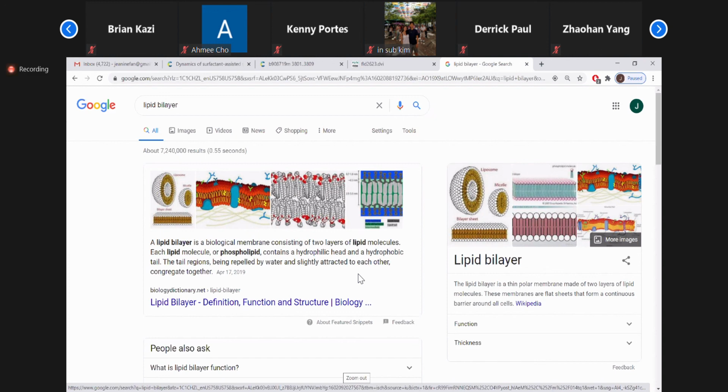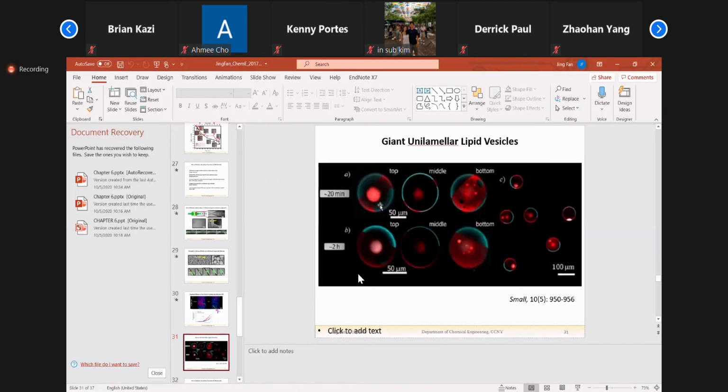So from microfluidics, we can form some giant lipid vesicles, very big, much larger than a cell. That's why we call it giant. This is about, I think, 100 micron in diameter, slightly less than 100 micron.